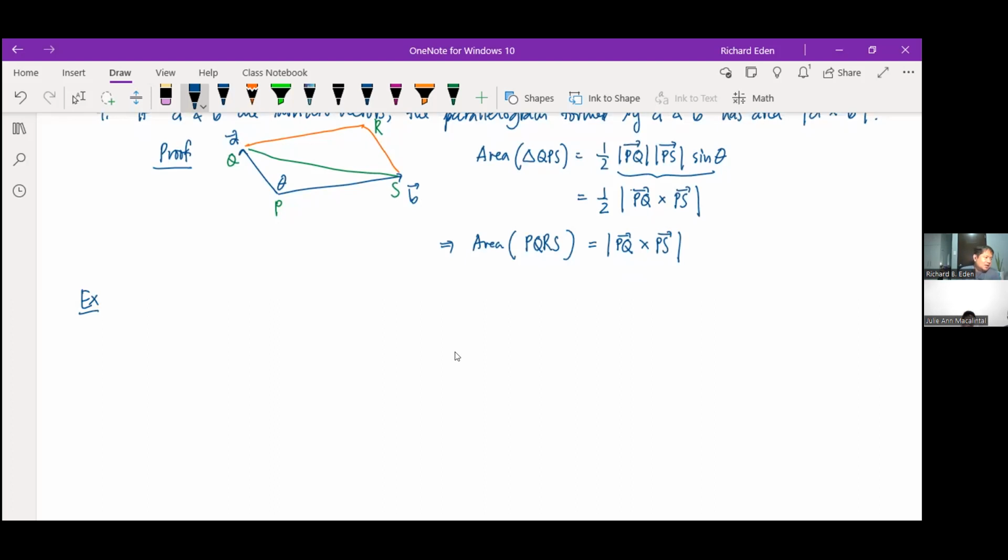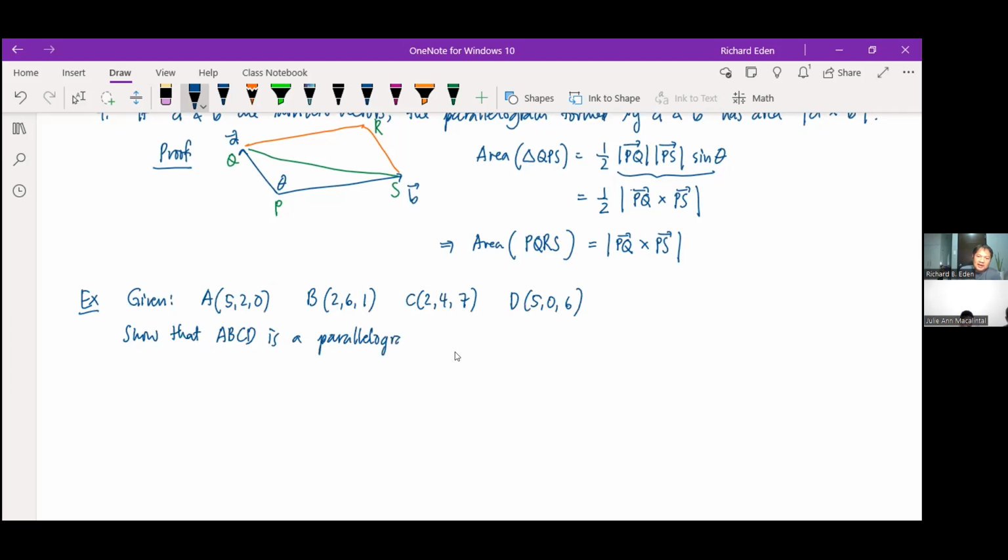Okay, let's apply this. We're given the following points: A (5, 2, 0), B (2, 6, 1), C (2, 4, 7), and D (5, 0, 6). Show that ABCD is a parallelogram and find its area.